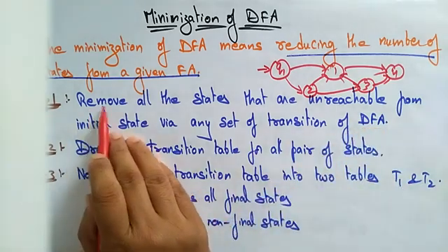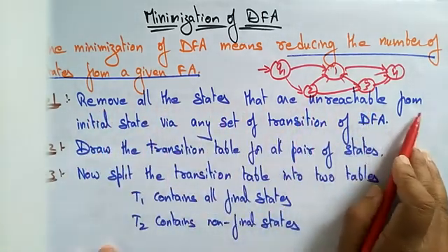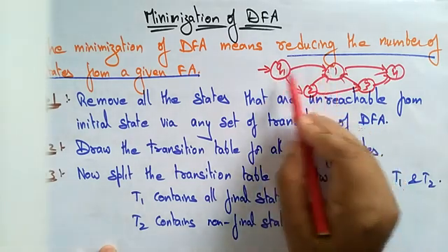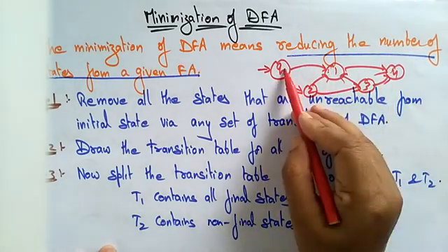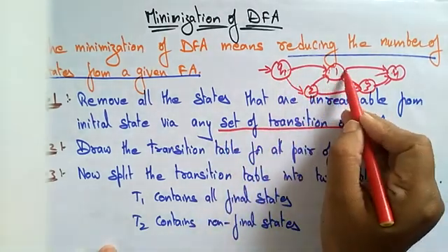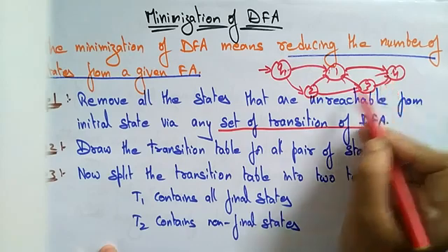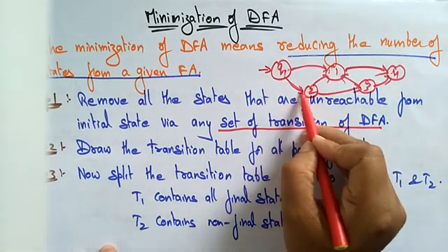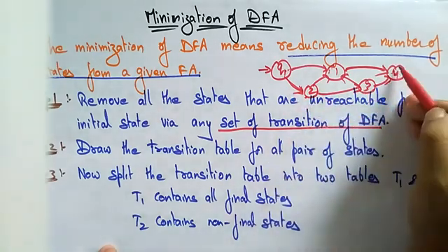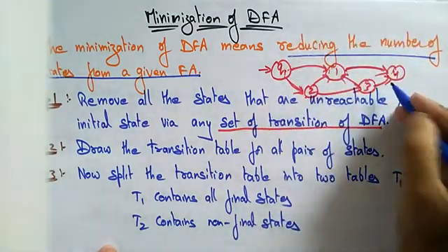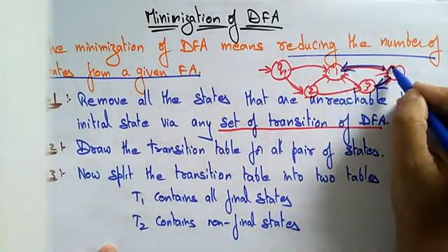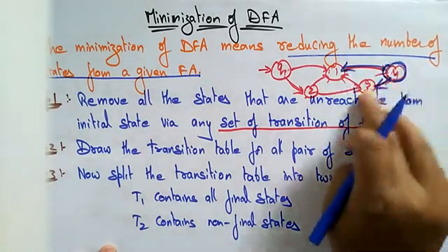So first, remove all the states that are unreachable. From Q1, if it wants to reach 4, it can reach via any set of transitions. If it wants to reach 2, it can reach. If it wants to reach 3, it can reach. Suppose the direction of the transition here is like this, so this is state 4 and it is coming toward 3.